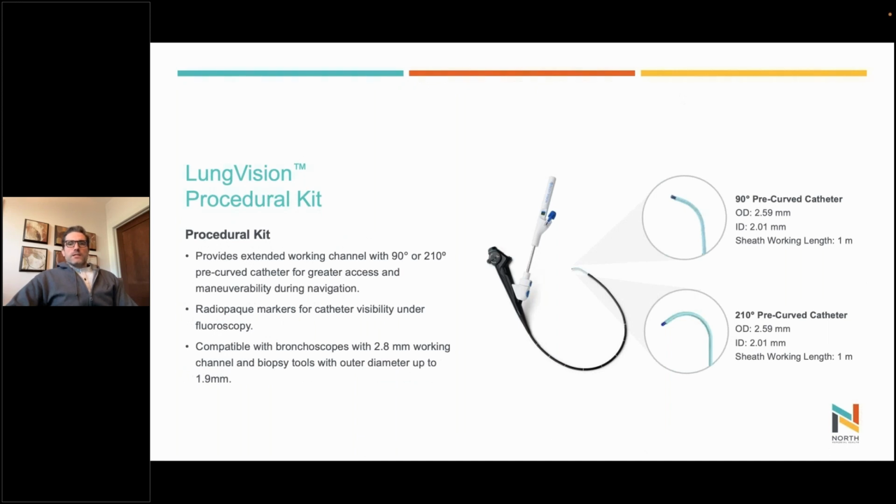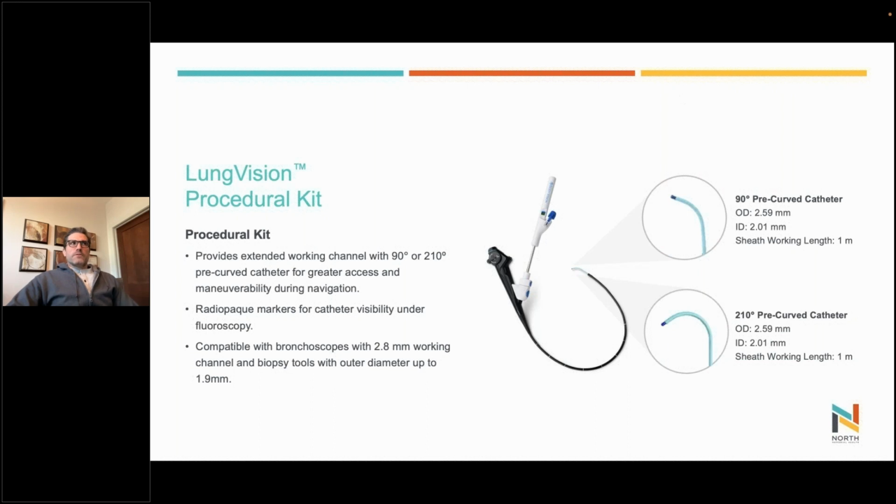Speaking to it being a standalone platform, they have a procedural kit. So you don't have to piggyback off of any other platform. You can use your current bronchoscopes with anyone with a 2.8 millimeter working channel, and any biopsy tools up to 1.9 millimeters. They have two different pre-curved catheters, a 90 degree and a 210 degree.